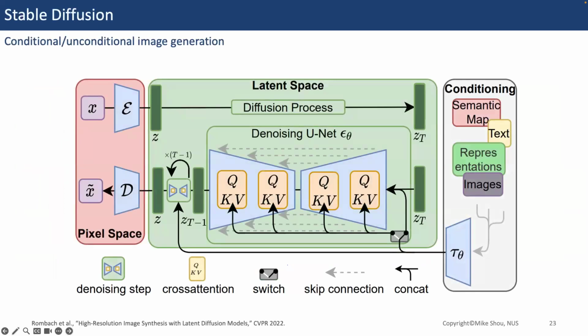So here is the diagram as outlined in the stable diffusion or latent diffusion paper. Given the input image X, we encode it into a latent space and perform the denoising process in the latent space. And we use the decoder to transfer the latent representation back to the original pixel space. And we can apply a lot of conditions to the stable diffusion, for example, the text input and also such as image input or semantic maps.